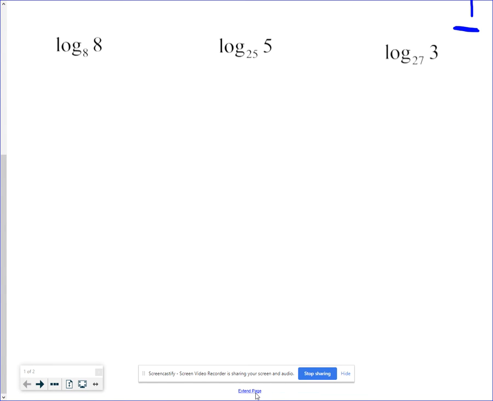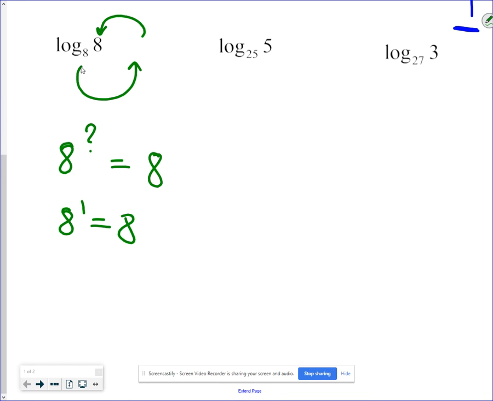All right, we want to know what's log base 8 of 8. Again, let's try to do this in our head if we can. So we're going to do the circle of life. We're going to ask ourselves, 8 to what power is 8? This should be an easy one. How do you get 8 to be 8? Well, 8 to the first power is 8. So log base 8 of 8 is equal to 1.